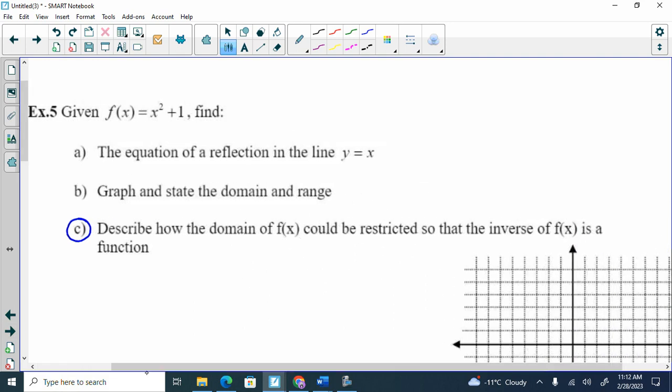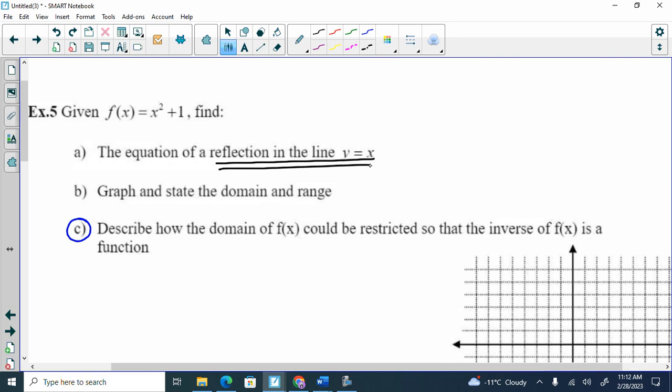So this is more so of a question you could get on the test. Okay? You can get those other ones where you sketch them. This is more so like a written response type. So here it wants the equation of a reflection in the line y equals x. What is that a fancy way of asking for again?